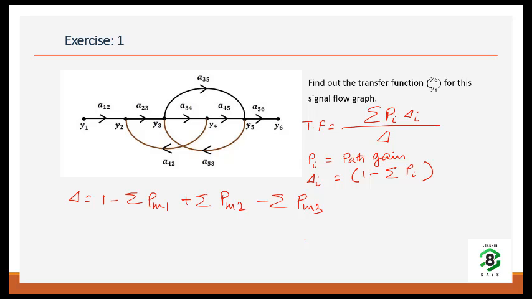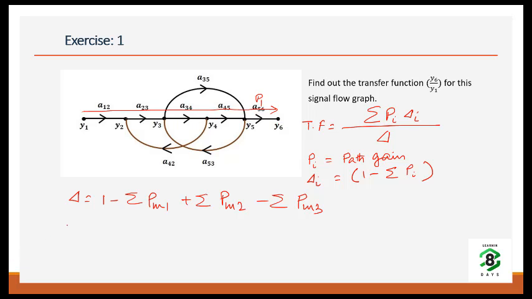Okay, sounds a bit complicated, but we'll try. We'll do some practice on this. So now this is a given system, and we have to identify. The first and foremost work is to identify the number of loops and the forward path gains. If you see, we have a forward path traveling from y1 through y2, y3, y4, y5, y6.